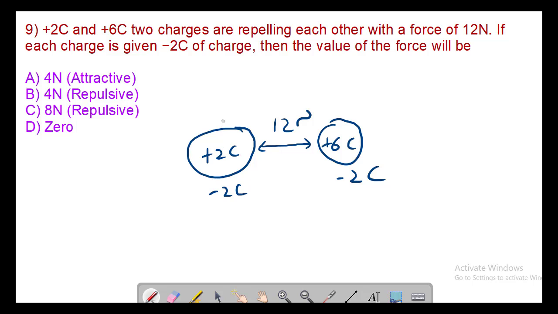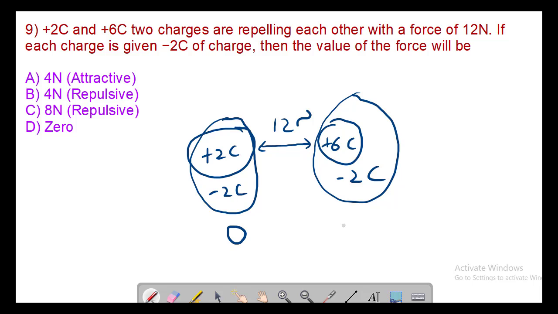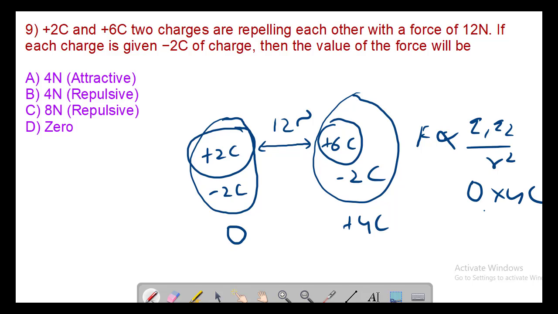Now see, after adding minus 2c to this, the total charge is plus 2c minus 2c, equal to 0, and here the total resultant charge will be plus 4c. Now force is given by q1 q2 upon r square, it is proportional to that. But one of the charges is 0, so 0 into 4c upon r square, because 0 is multiplied by 4c, the result is 0. So here the answer is 0.